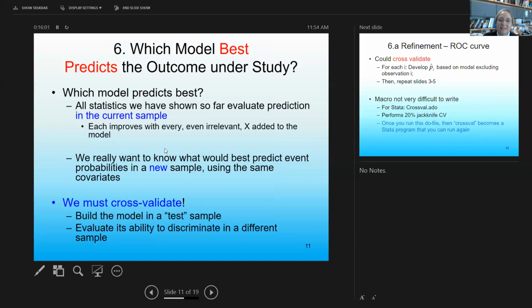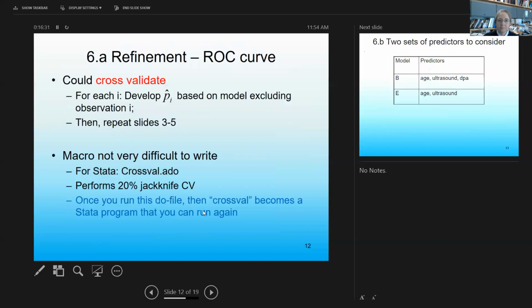To employ that decision making, we must do something that is called cross-validating. So one thing to really get out of this presentation, if you're trying to build and evaluate how well a decision rule predicts, you must cross-validate it, which means build your prediction rule, build your model, in a test sample, but then you need to evaluate its ability to discriminate in a different sample of people. So we could go ahead and apply that to our ROC curve. Indeed we could, in totally different samples.